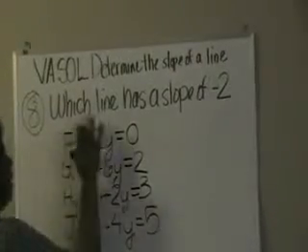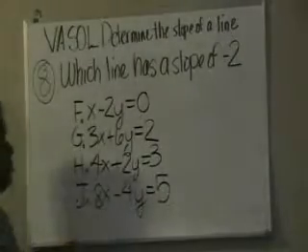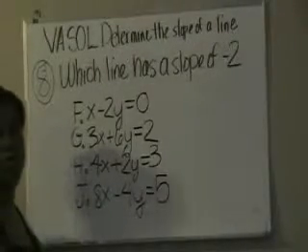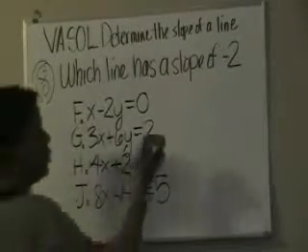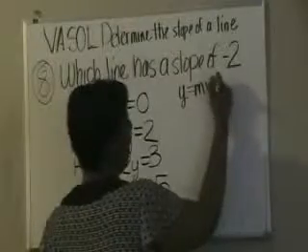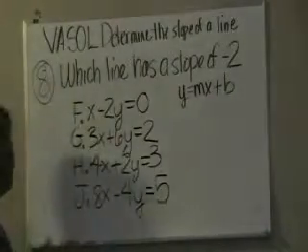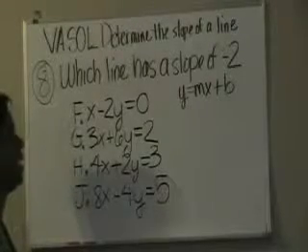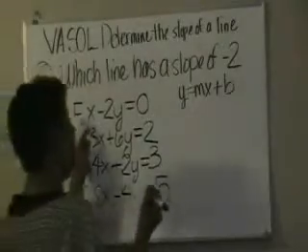For number 8, which line has a slope of -2? All of these problems are in standard form. And in order to be able to find the slope, you need to put it into y equals mx plus b. So you're going to have to go through each equation to try to figure out which one is going to give you a negative slope. I'm going to work out all of them. So first you have F.